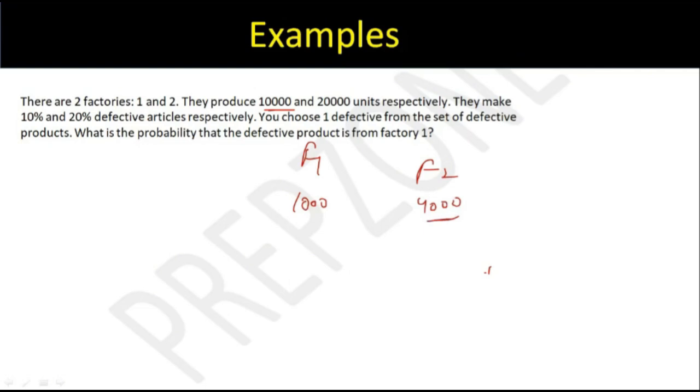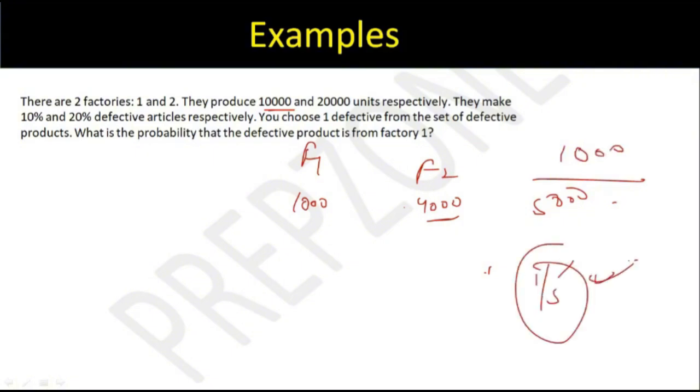The question is, you choose one defective from the set of defective products. Total 5,000 defective. From them I am choosing 1. What is the probability that the defective product is from factory 1? Factory 1 has this many defective. The answer is 1/5. It should not have taken you more than 15-20 seconds max. Clear everyone? Let's move ahead.